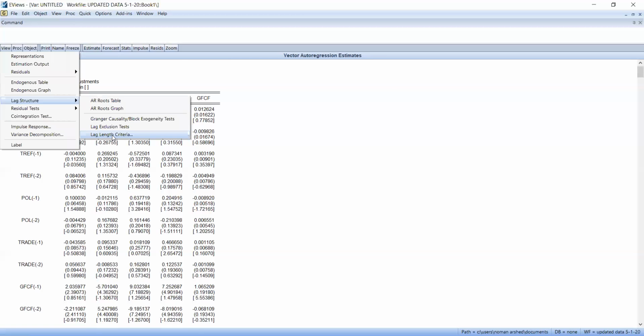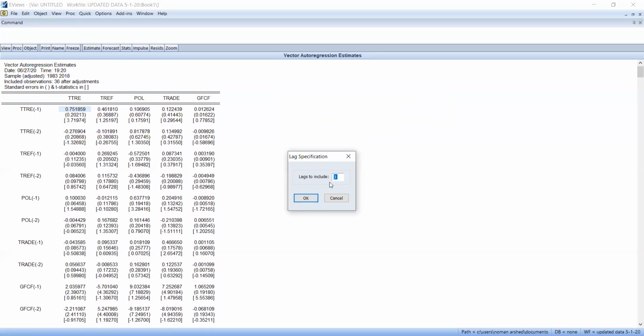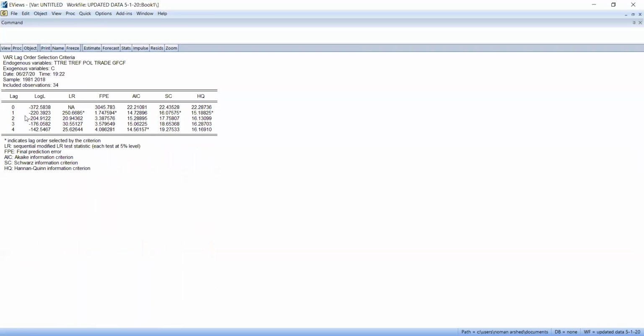So it means that if you add more variables, the model becomes complicated. But if you reduce the variables, the model may lose power to explain. So lag length criteria will find us the optimal size of lag where the power is good enough and it is not complicated. So we'll check up to 4 lags, from 0 to 4.